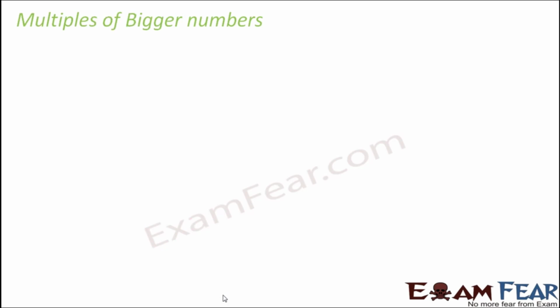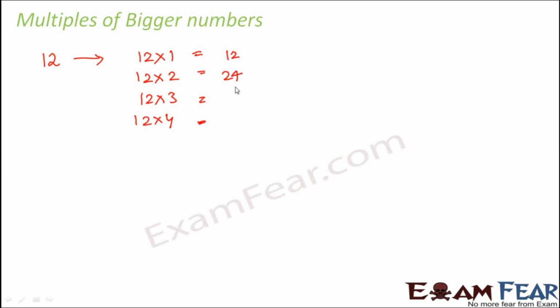Now in similar fashion, you can also write multiples of bigger numbers. So let us take an example. Let's consider 12. So how would you write multiples of 12? Just keep on multiplying the various natural numbers like 12 into 1, 12 into 2, 12 into 3, 12 into 4. So what do you get? You get 12, 24, 36, 48 and so on. So this can go till infinity. So there exist infinite multiples of any number.